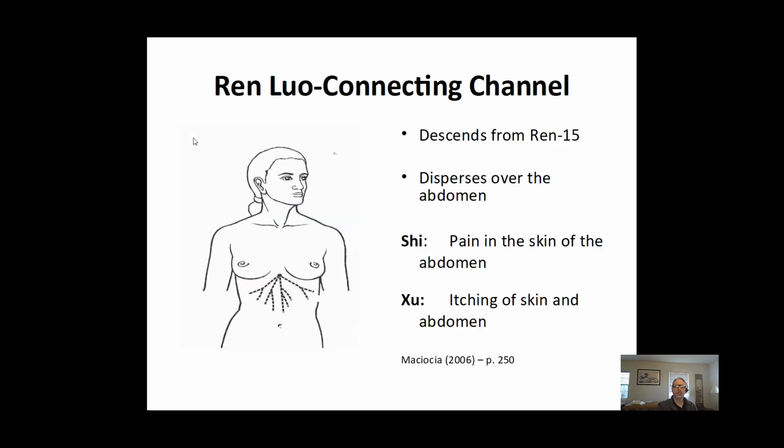The Ren low connecting channel disperses from Ren 15, disperses over the abdomen. The shi symptom is pain in the skin of the abdomen. The xu symptom is itching of the skin and abdomen. And it kind of forms this like upside down tree, if you will, across the abdominal region.